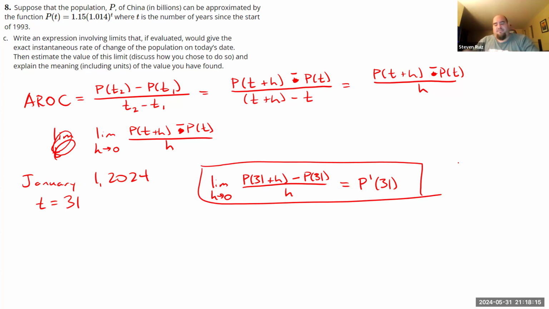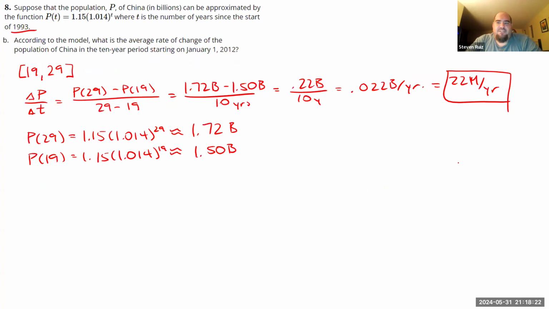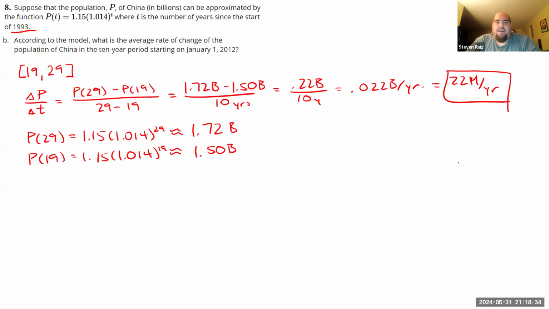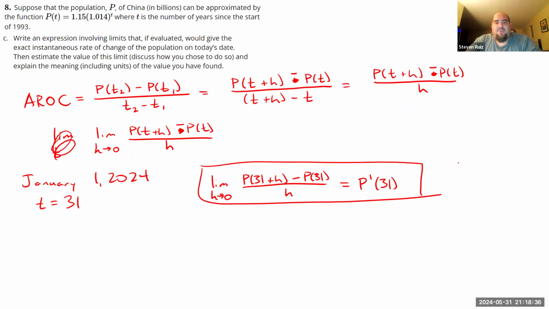So I am not going to go through that in detail, but what I will say is this. We could estimate this limit in a way very similar to the way we did both part A and part B. So for part B, we use a 10-year span. For part A, we use a 7-year span. Those are very, very long time spans. For us, I really want to see what happens when h gets really, really small. So something I might do is this. Let's not even look at a full year. Let's look at a week.